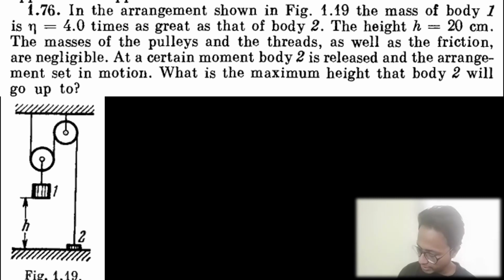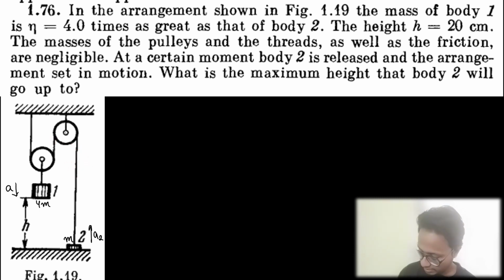Now see, what this question is saying is that there is a mass out here, there is a mass out here. Suppose the mass of block 2 is m, then the mass of block 1 is 4 times the mass of block 2. Now see, this will come down with some acceleration and this will move up with some other acceleration. As soon as this block comes down here, this block will reach some height. Okay, so after that height is reached, what will happen? The string out here will become loose, so there will be no tension force out here.